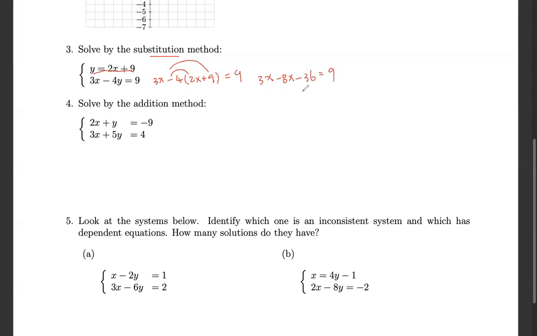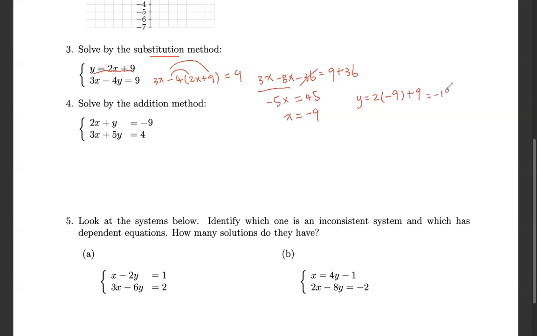That equals 9. 3x minus 8x, -5x. Move -36 to the other side, it becomes +36. So 9 plus 36, that's 45. Divided by -5 on both sides. 45 divided by -5, we get -9. So once x is -9, y equals 2 times x, -9, plus 9.